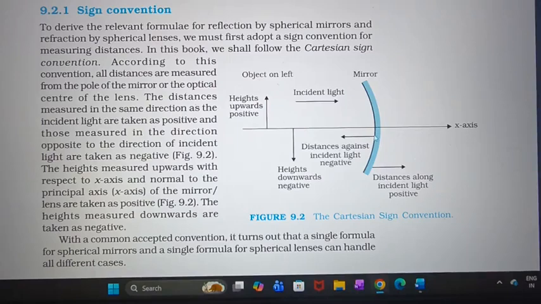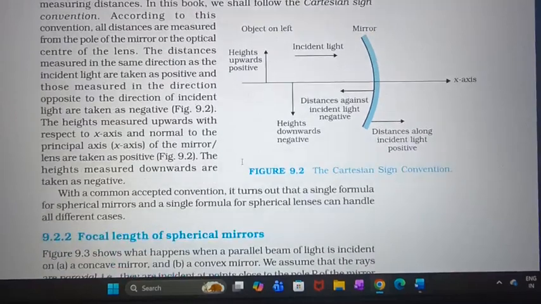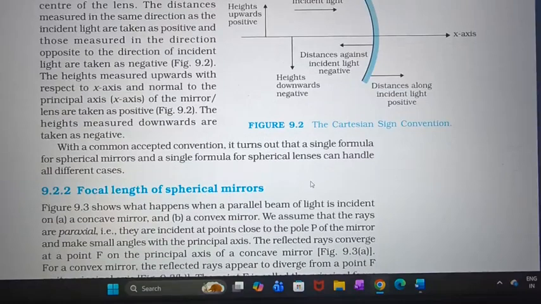But suppose some object is kept over here, incident light is coming like this, and I'm measuring like this, because I have to measure always from the pole. Then I'm going against the direction of the incident light, so that will be taken as negative. Similarly, think of this as the positive x-axis and negative x-axis. Height upwards will be positive, like the positive y-axis. Downwards, if it is inverted, you will consider it negative, like the negative y-axis. This is what we have commonly accepted, and we will be using these signs for solving the numericals.